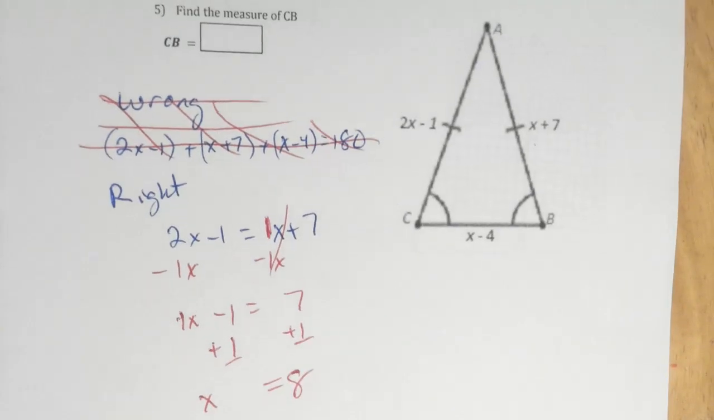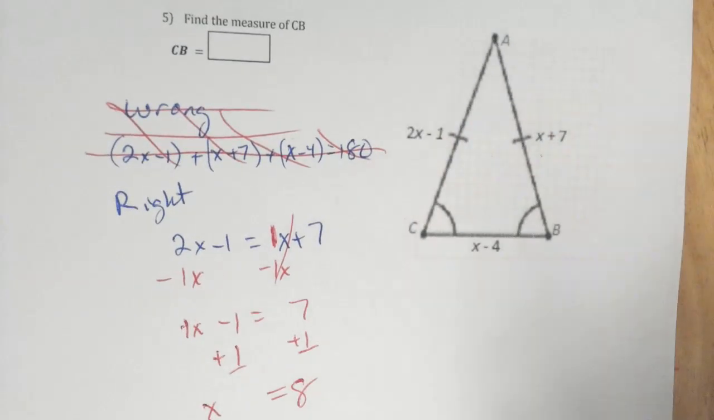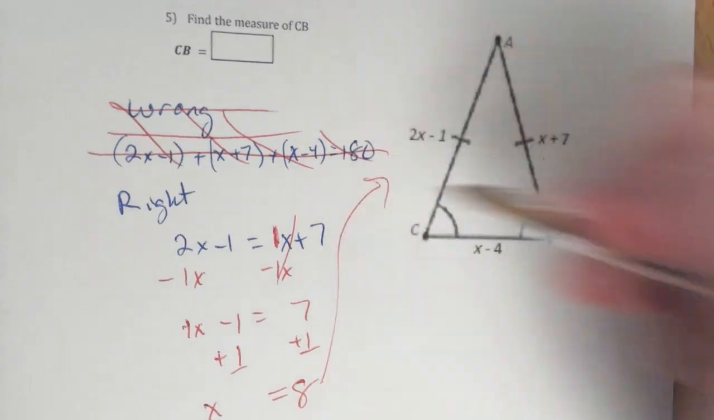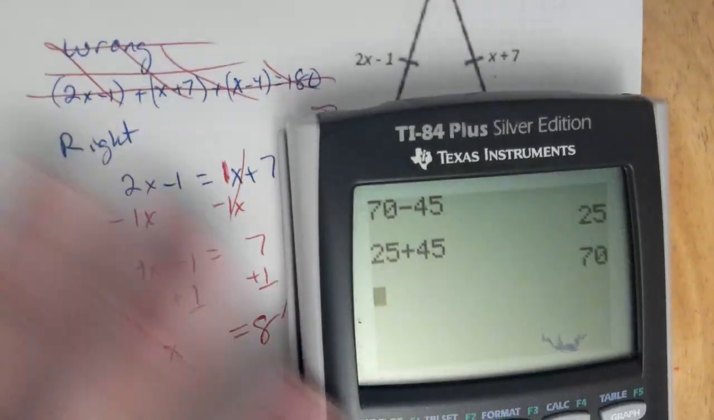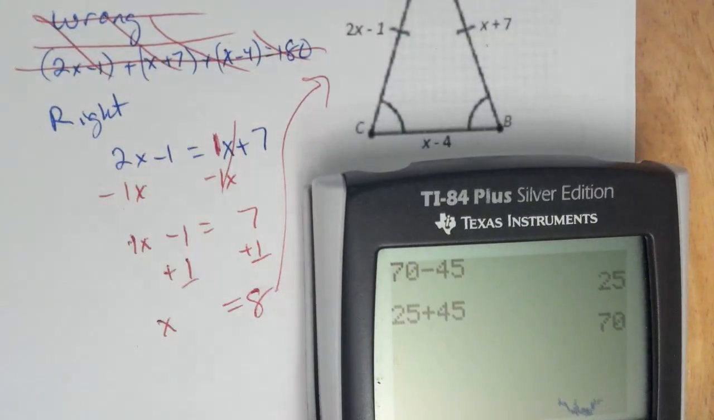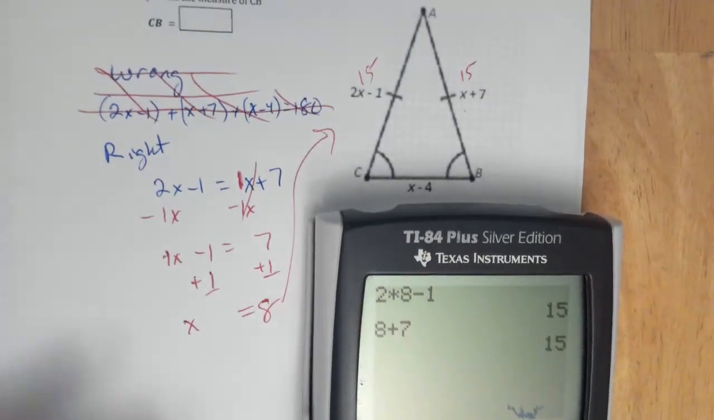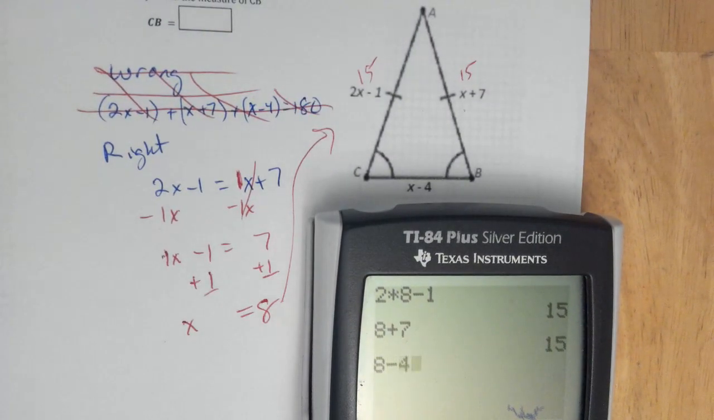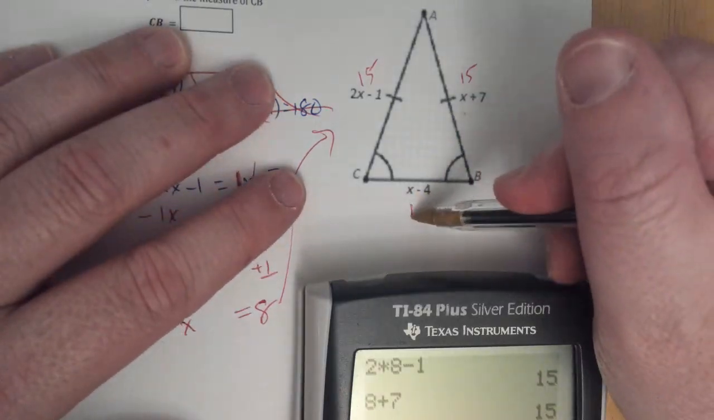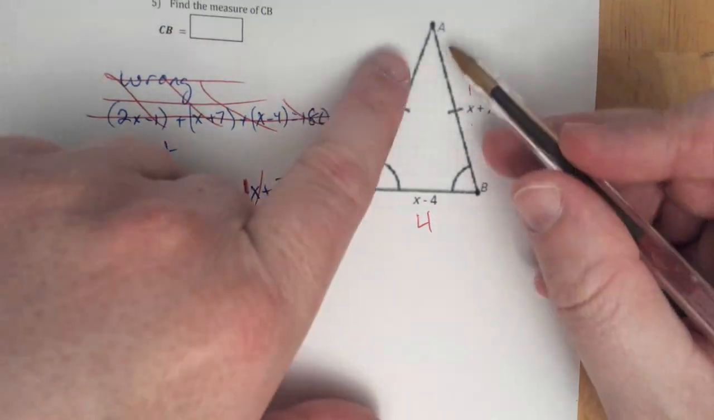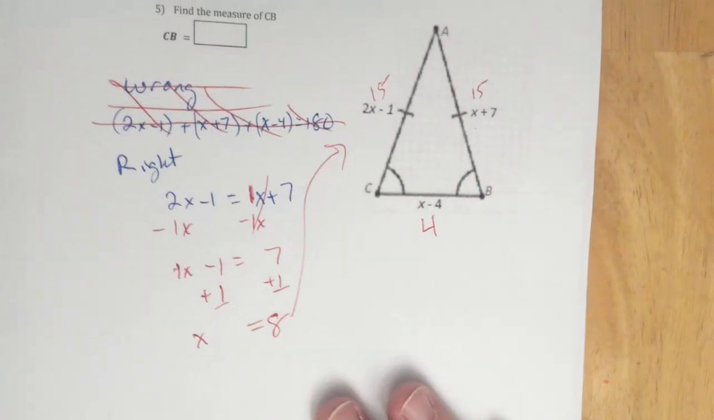Every time we find x, what should we do? Plug it back into the picture. So when we plug that back into the picture, let's see what we get. We have 2 times 8 minus 1, and we get 15. 8 plus 7, that's 15. Oops, only works if you can see it. And then we have 8 minus 4, and that right there is 4. And these two sides were equal, so that makes us feel really good about this.